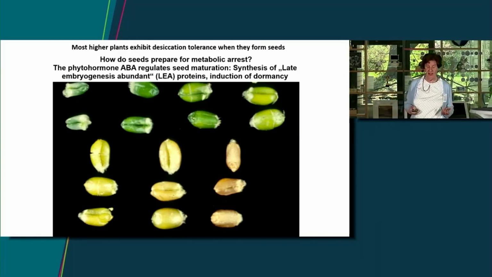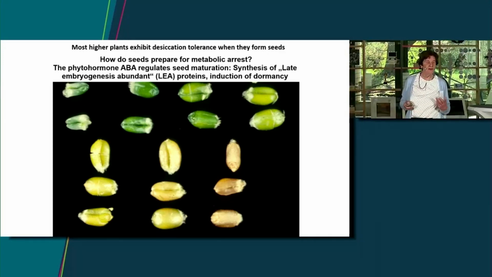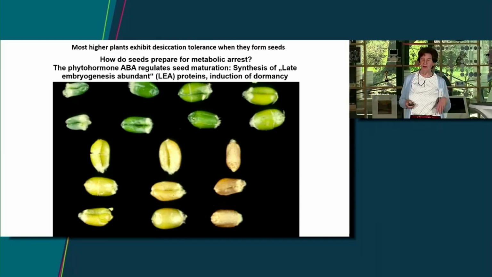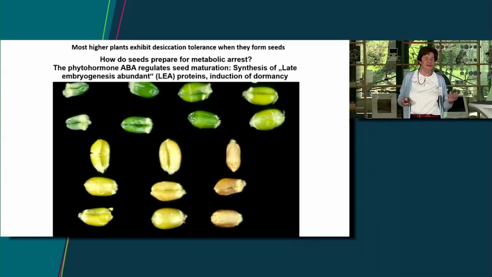And what I've written here in the headline is how do these seeds prepare for the metabolic arrest? Because you can go to a shop and buy dry seeds and they can sit there for months or maybe even years. You take them home, you add water, and they start to germinate. So they're still alive. The seeds are not dead.